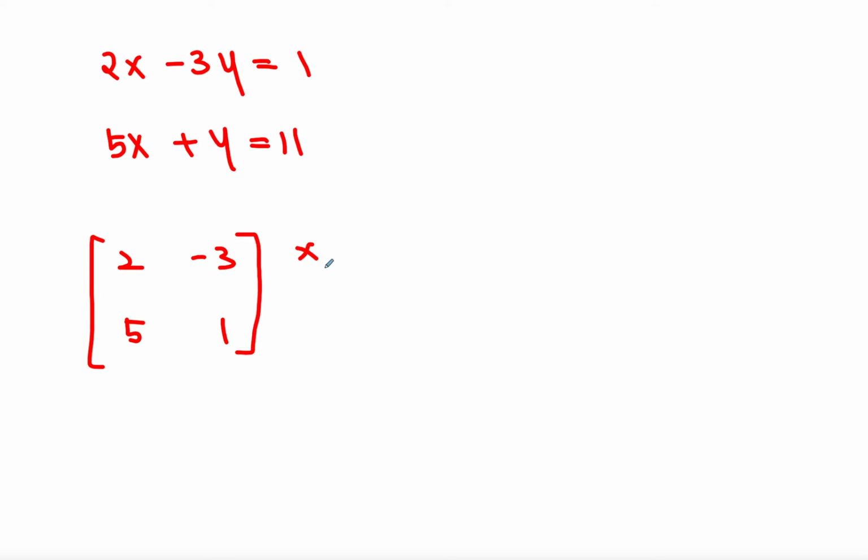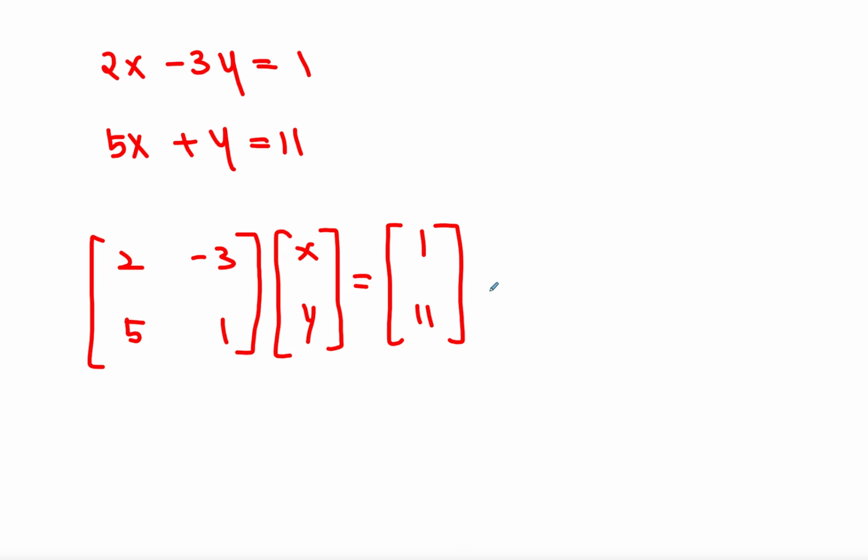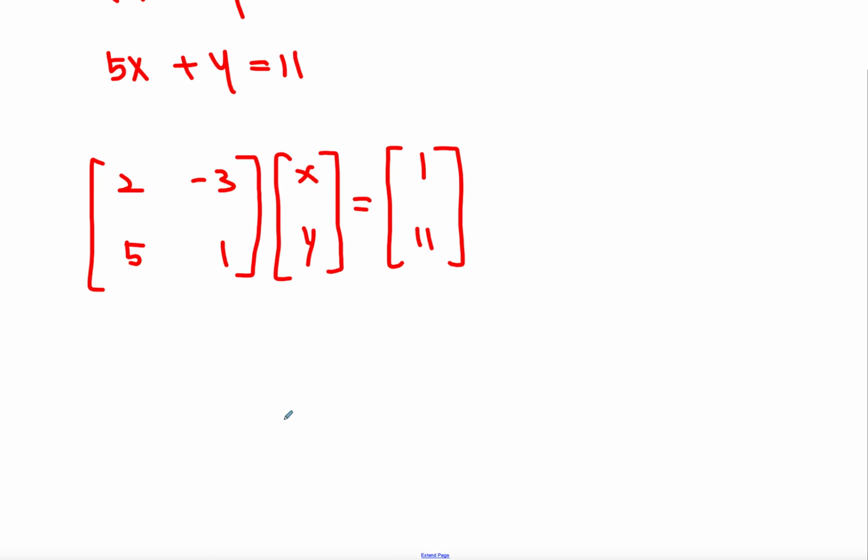And then x, y for the variable, and then our result was 1 and 11. But the thing is, what I want to have is x and y by itself. How can I simply have x and y by itself? Then I need to get rid of the first coefficient matrix here. But how would you be able to get rid of this one?